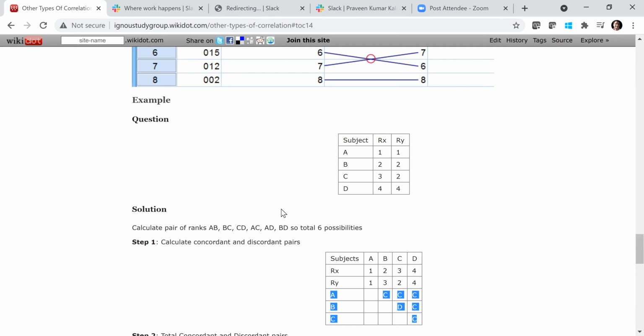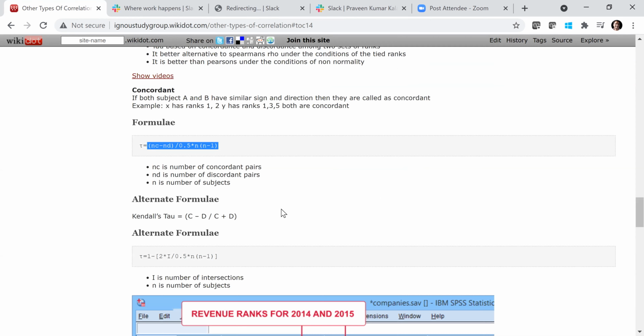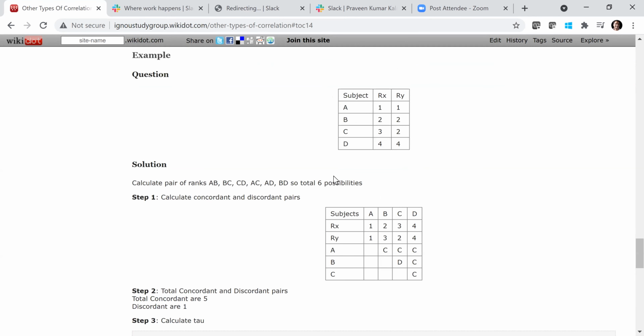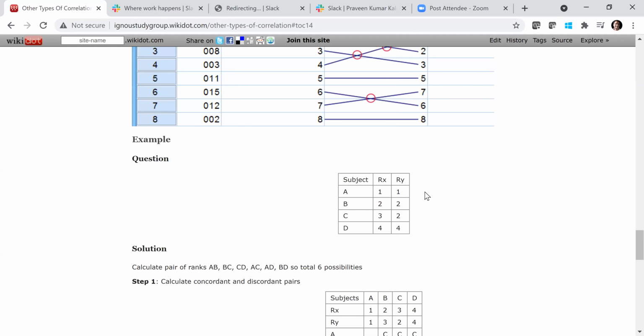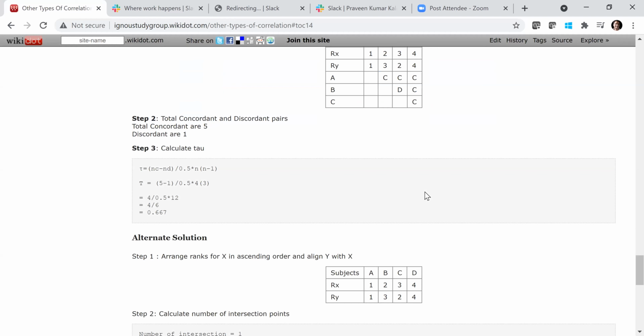This is one way. This is easy when you have a lesser amount of data, right? Imagine, let's say instead of 4, you have 10. Then your table would literally become large. So there are more simplified methods that are coming ahead. But this is one way of solving Kendall's tau. I will not go into the other steps of this. I'll directly go into the other alternate solution.